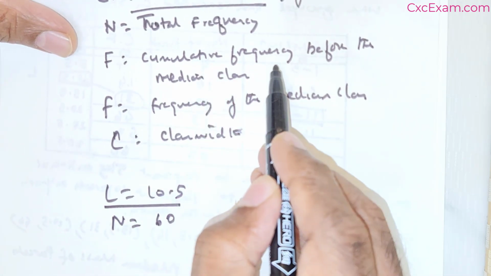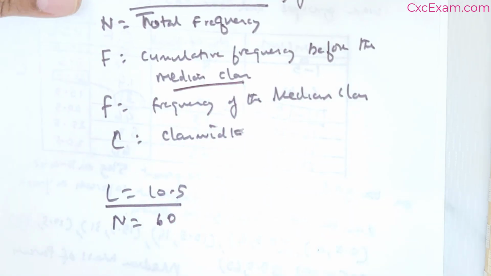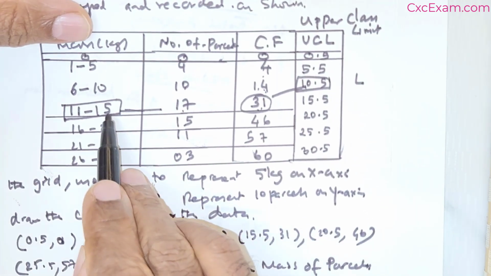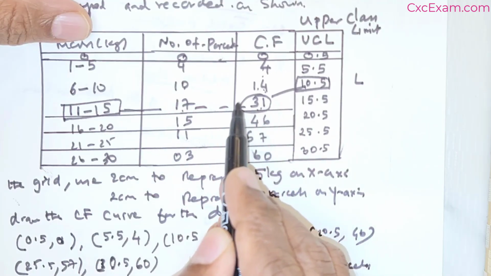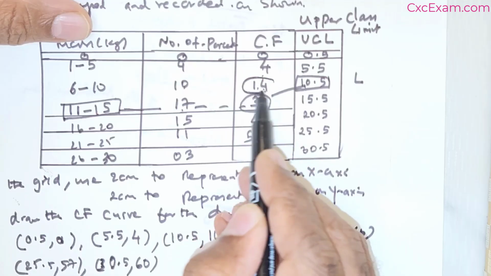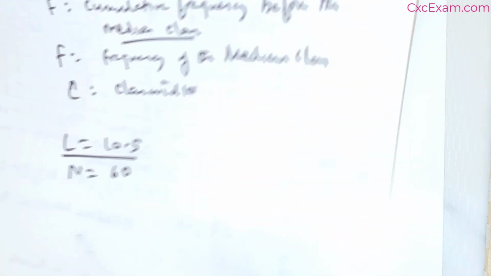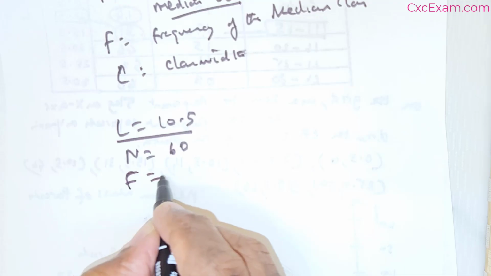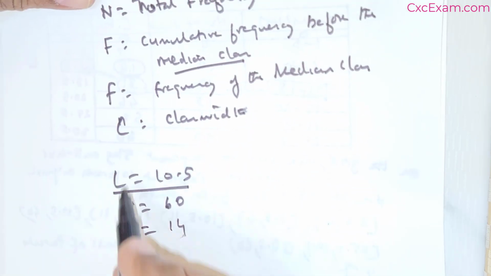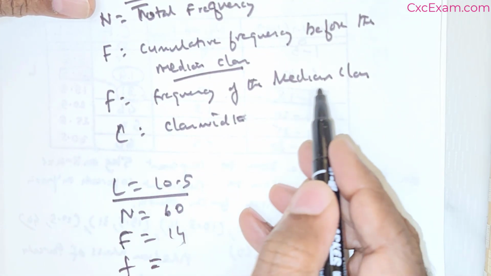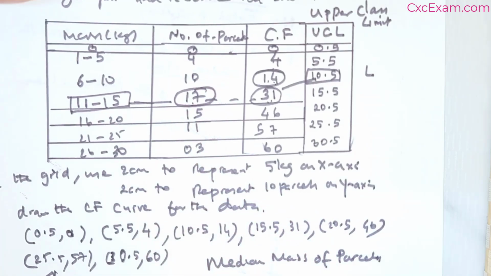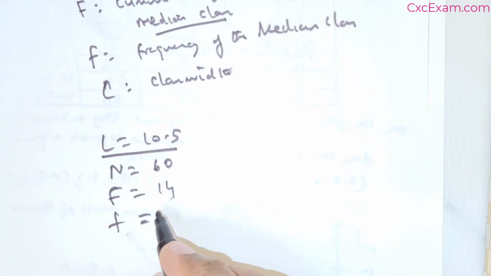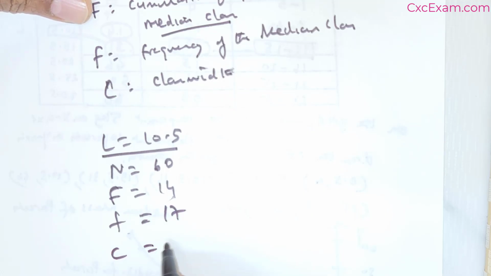Now n, total number given here, is 60, right? And F is the cumulative frequency before the median class. So this is our median class, I mentioned to you, but the cumulative frequency before this is going to be 14. So my F is equal to 14. My small f is the frequency of the median class. So what is the frequency of the median class? This is the value. Okay, 17. And the class width is given as 5.